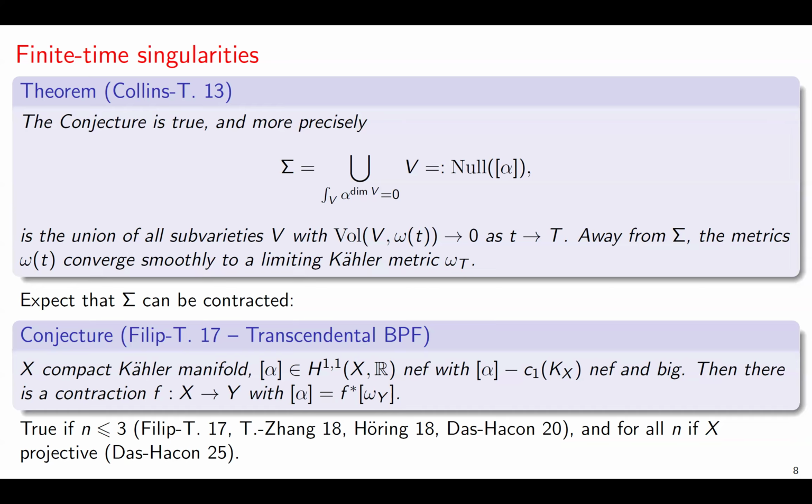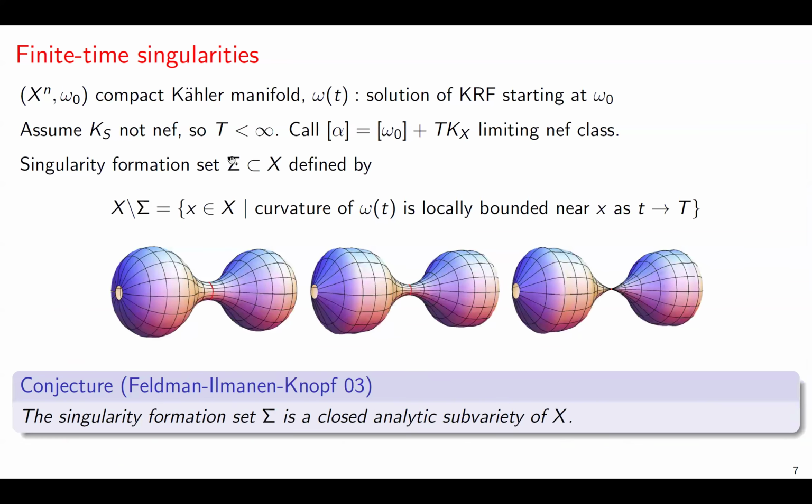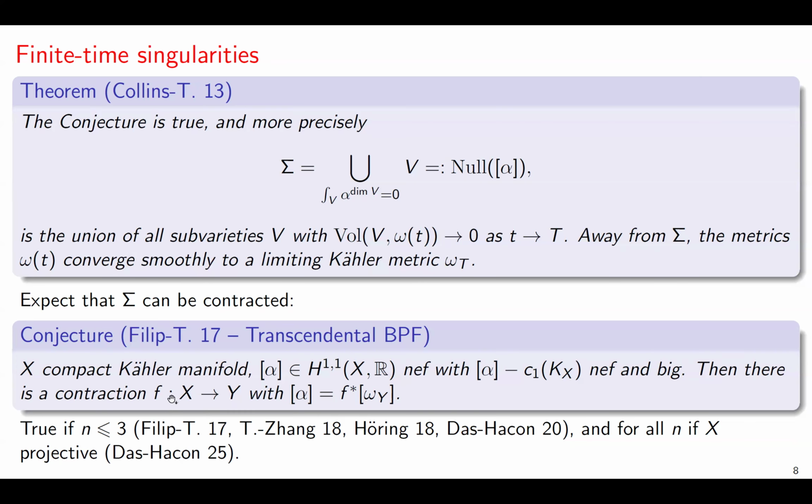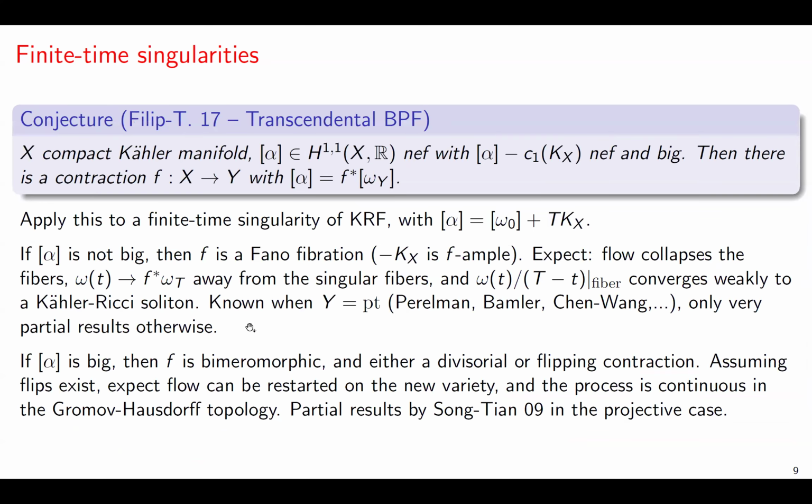So this would provide us with the desired contraction of the sigma. So the sigma here would be exactly the exceptional locus of F. And this would give us at least a new space where you would hope to continue the flow. Of course, in general, it may not be exactly continuable on Y, but at least on a bimeromorphic model. So yeah, this is roughly what I was just saying. I just repeated the conjecture, and I was saying that this would be applicable to these finite time singularities, and you would only need the case of Kähler here.